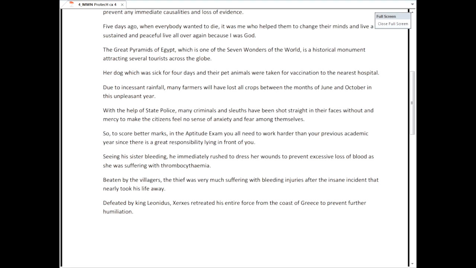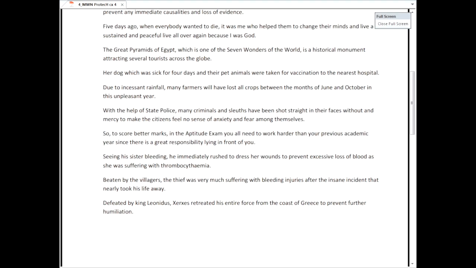So defeated by King Leonidas, phrase of adverb. Xerxes retreated, this is a verb. How did I say that? I don't know the meaning, but I can say this is a verb by looking at the ed. Retreated means, in a war, an army goes forward to attack, and if the enemy is powerful, then we come back, right? That is called retreating. You fall back basically. So Xerxes retreated. What did he retreat? Force. His entire force.